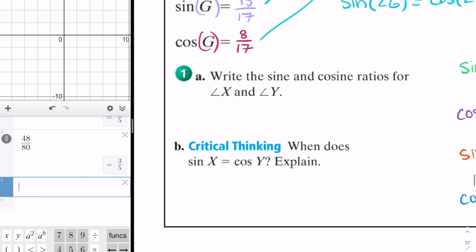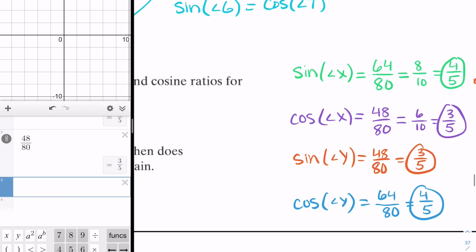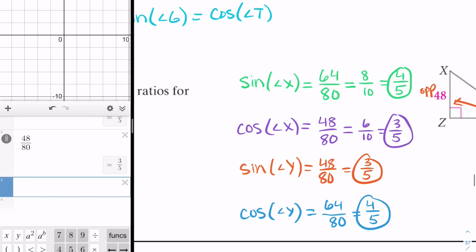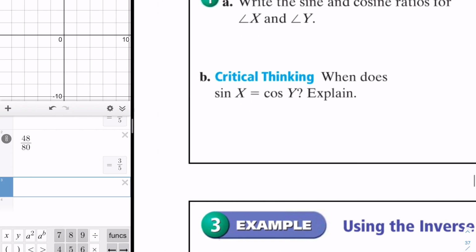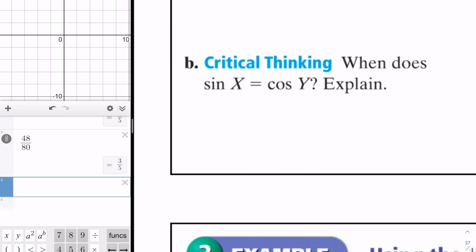And then it says, when does sine of x equal cosine of y? When do they equal? When does sine of x equal cosine of y? Explain. Sine of x equals cosine of y always. Okay, it will always equal it. The answer is always. Explain. They are cofunctions.